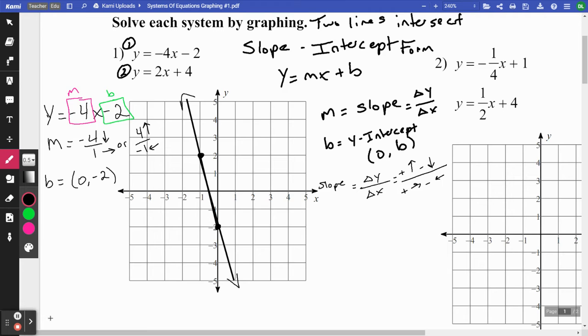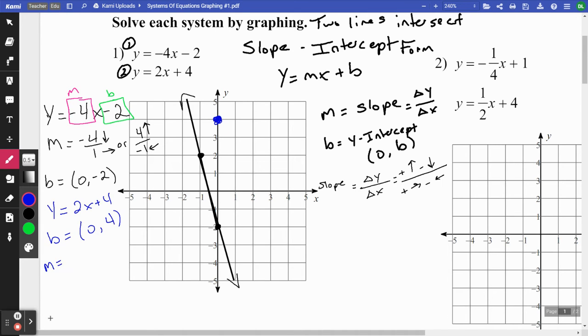All right, and now we're going to flip over, and now we're going to do the second line. We're going to do the exact same thing. We're going to say y equals 2x plus 4. Well, my y-intercept is 0, positive 4. That is here.